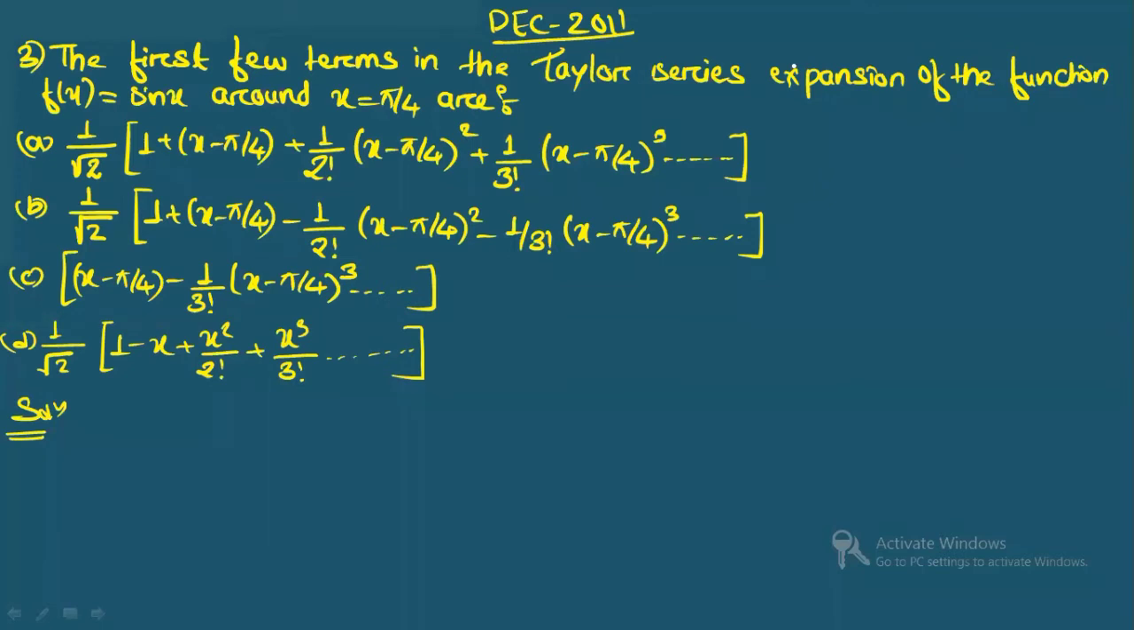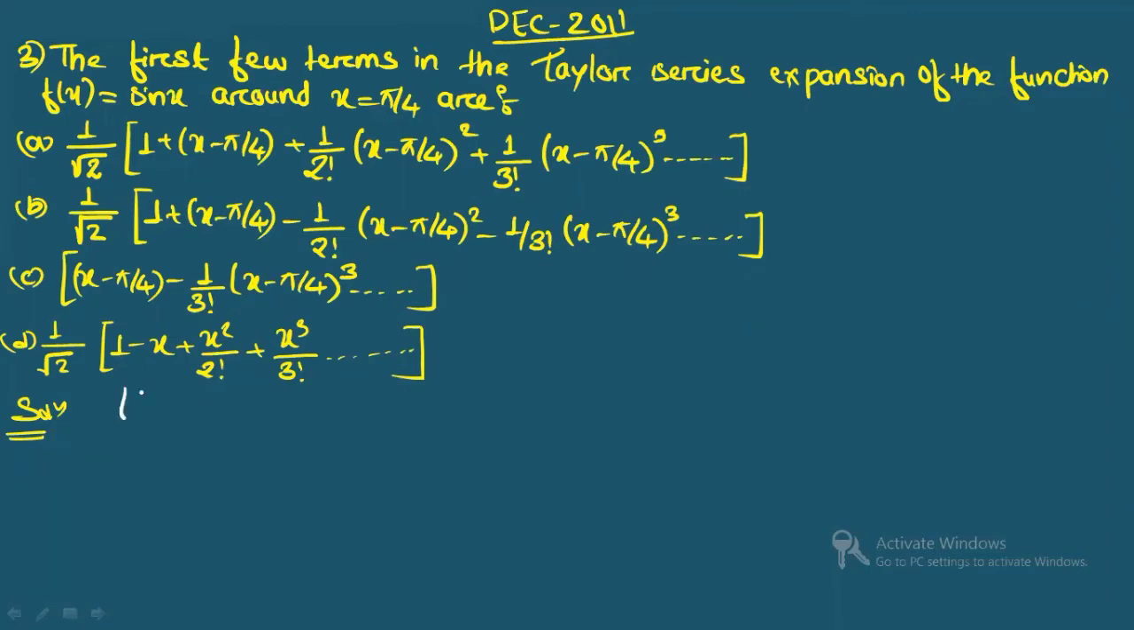Now let's see question number 3. Here it is said: the first few terms in the Taylor series expansion of the function f(x) equals sin x around x equals pi by 4 are. So you will have to do the Taylor series expansion of f(x) equals sin x around x equals pi by 4, and see out of these 4 options which will give the first few terms of the Taylor series expansion of this function. Clear? So now first we will write the Taylor series expansion.